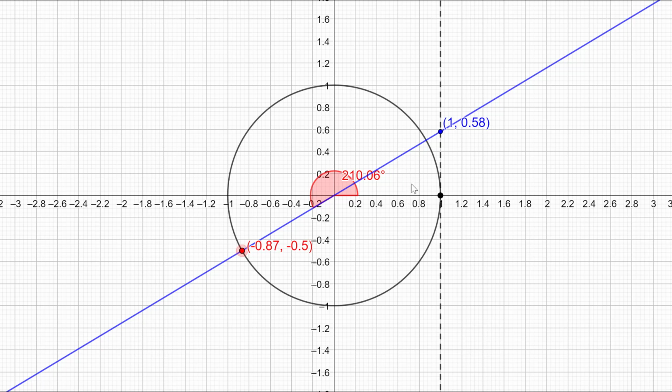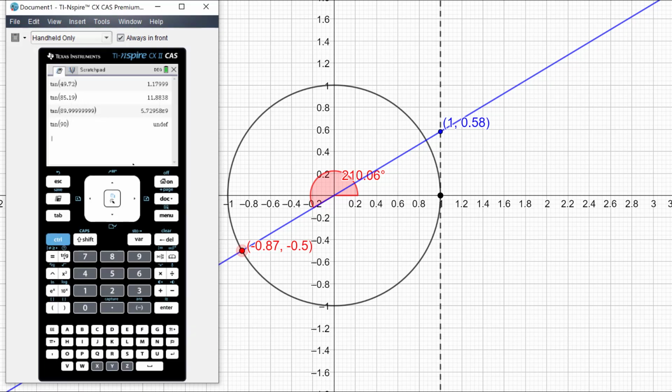This angle in here is the same as this angle down here. So 210 degrees is 30 degrees past 180. And so that's going to mean it's 30 degrees up here. So what we would find is that tan of 210 should be exactly the same as tan of 30. And again, we can get our CAS to confirm that for us. So tan of 210 should be around about 0.58. Yep. Should be the same as tan of 30, which is the same value, about 0.58.